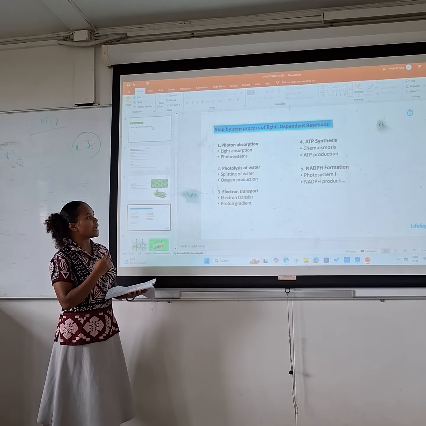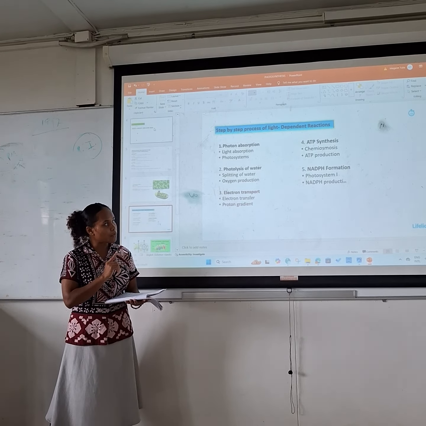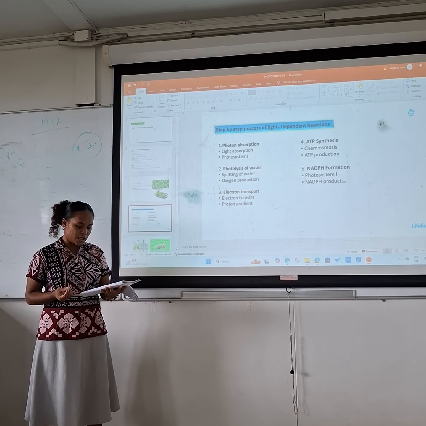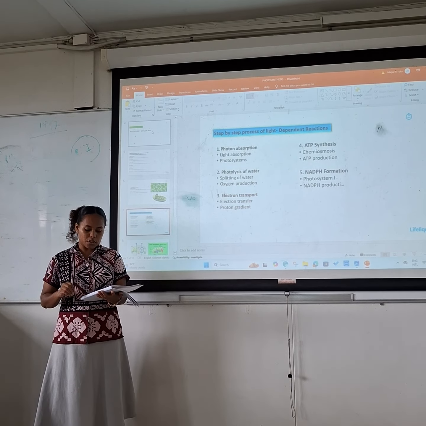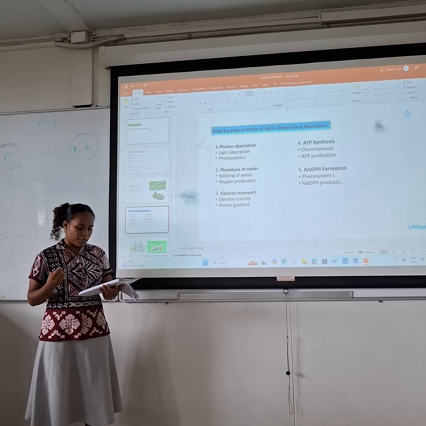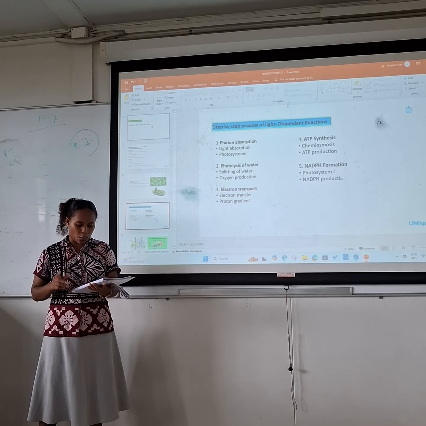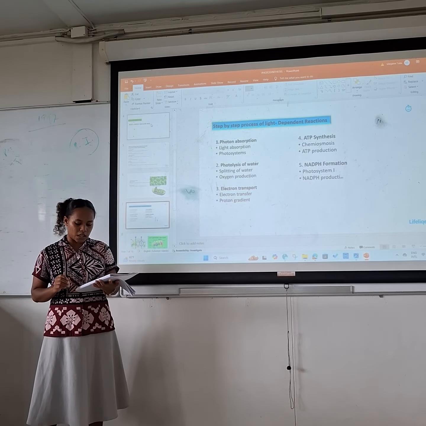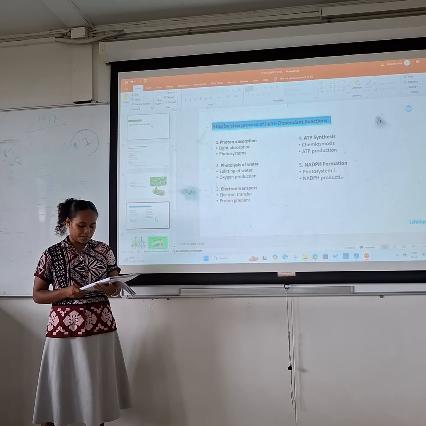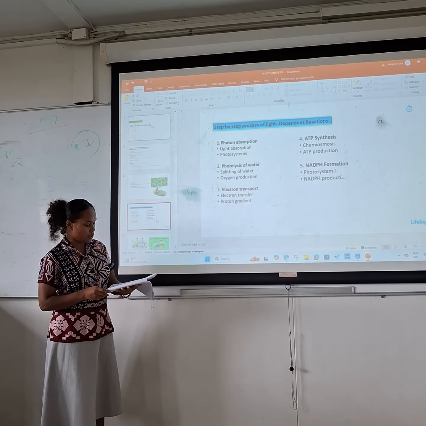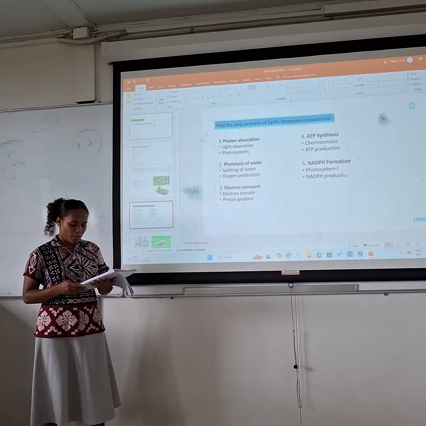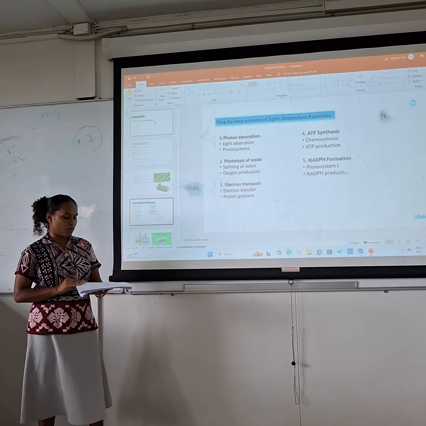And the last step is NADPH formation. For photosystem 1, electrons from the electron transfer chain reach photosystem 1, where they are re-excited by light absorbed by photosystem 1. These high energy electrons are transferred to NADP+ to form NADPH. The NADPH is produced and released into the stroma, where it will be used in the Calvin cycle.